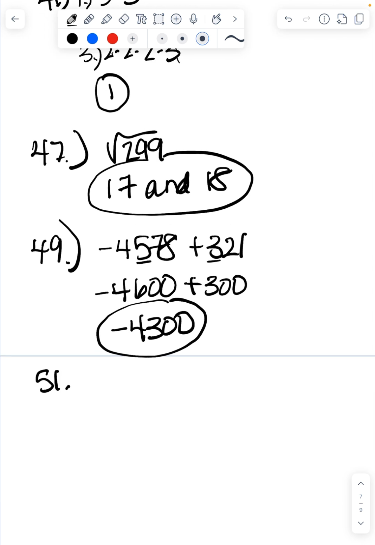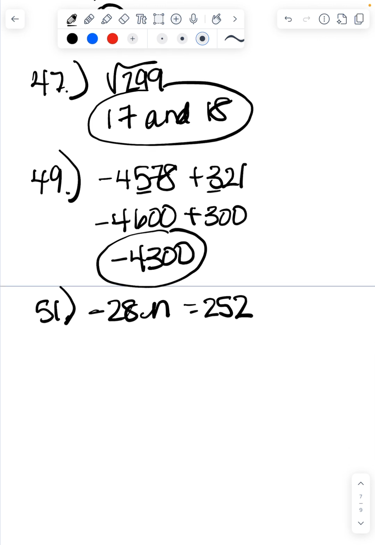Number 51. Translate each sentence into an equation with n as the variable. The product of negative 28 and a number, so the product tells me I'm multiplying. The product of what two things am I multiplying? I'm multiplying negative 28 and a number is 252. Is our verb. That's where we're going to put our equal sign. And 252.